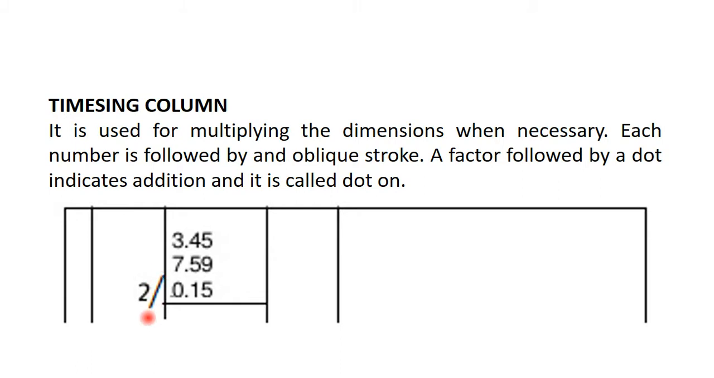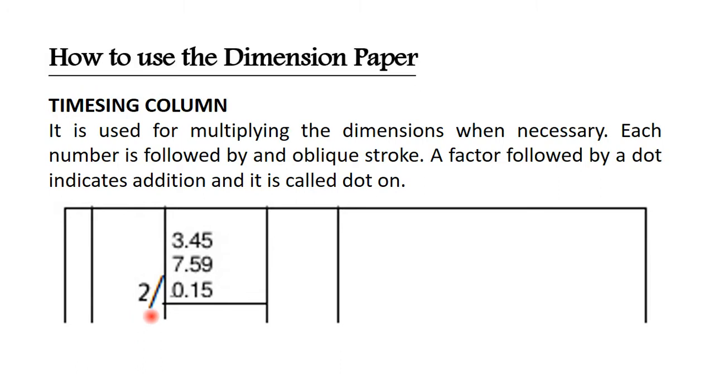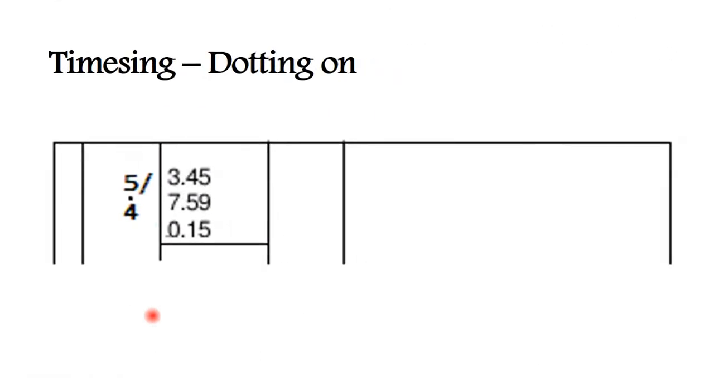A factor followed by a dot indicates an addition, or it is called dot on, like in this diagram. So when we are saying dot on, you have this number, stroke, and 4. So you don't need to say 5 times 4 times 8 times that. But what you do is you say 5 plus 4, then the product you multiply with 3.45, 7.49, 59, and then 0.15. So that's the purpose of dot on.